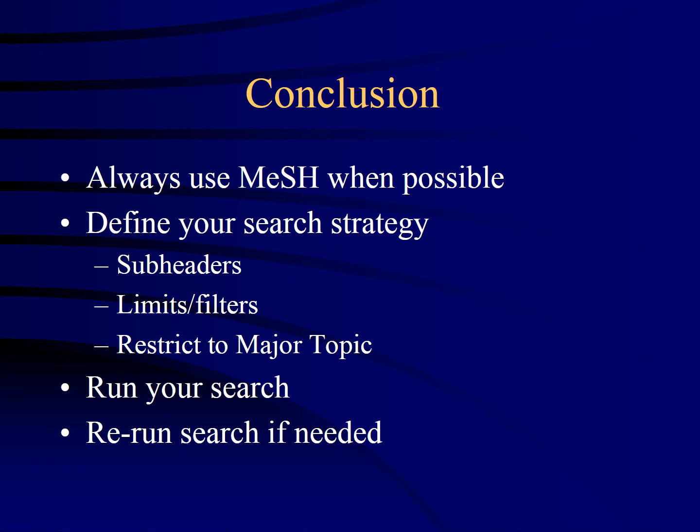So in conclusion, always use MeSH when possible. Define your search strategy. Think about the subheaders you're going to use, if you're going to use limits or filters, if you're going to restrict to a major topic. Run your search. If you don't see any articles that are interesting to you, consider looking at similar articles. Take a look at the MeSH terms that are used by some of those articles, and then rerun your search if needed using different MeSH terms and/or subheaders, limits, filters, and restrict to major topic.